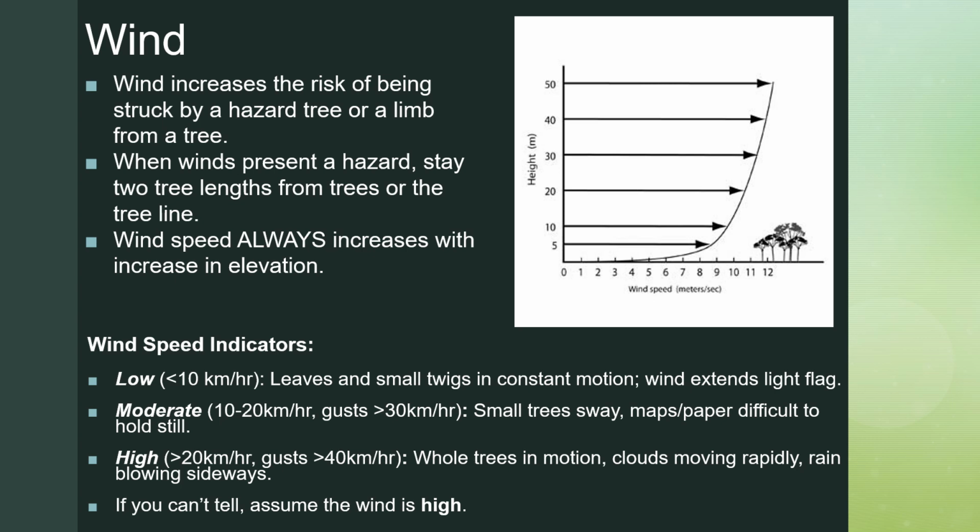A high wind speed indicator is more than 20 kilometers an hour, with gusts of more than 40 kilometers an hour. Whole trees in motion, clouds moving rapidly, rain blowing sideways. If you can't tell, assume the wind is high.